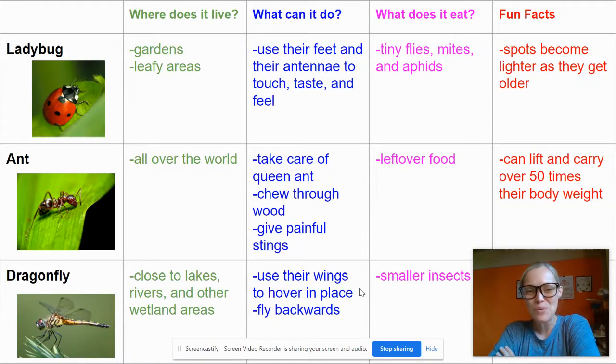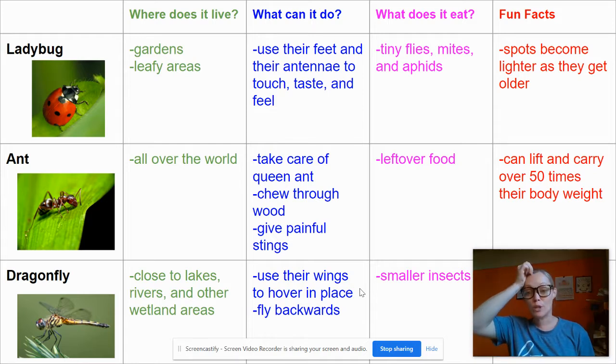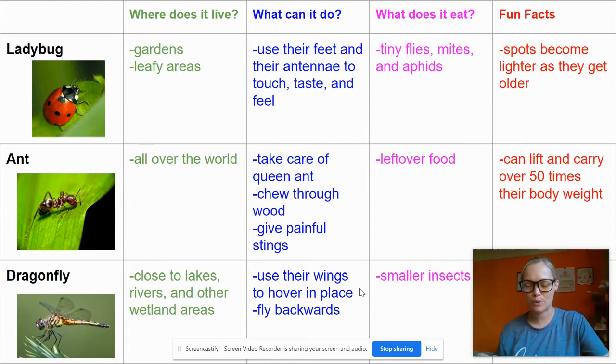Hi, boys and girls. We have in reading been learning how to research. Remember, research is to find information. So we're using nonfiction text because we've been learning how to read nonfiction. We're using that to do our research.